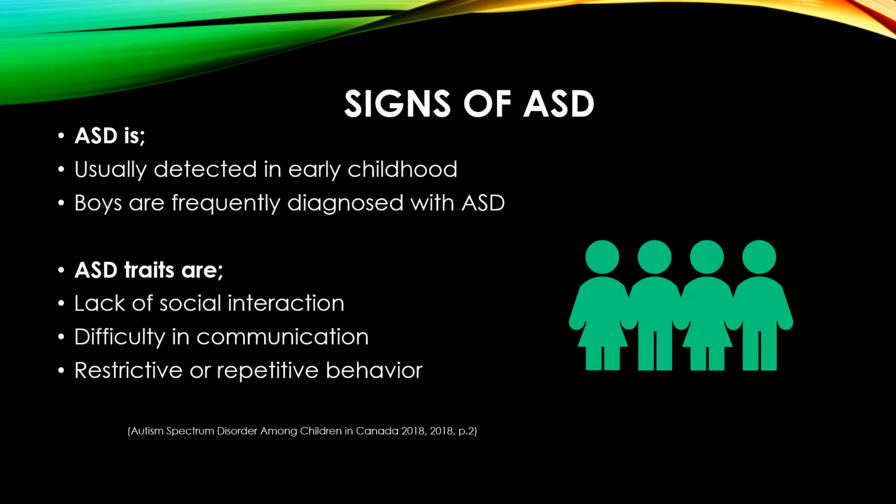Signs of ASD. ASD is usually detected in early childhood. Also, boys are more frequently diagnosed with ASD. A 2018 report on autism spectrum disorder among children in Canada mentioned that boys are 5 times more likely to be diagnosed with ASD than girls. This report also talks about the traits of a child with ASD. One who has ASD shows lack of social interaction. Also, the child will have difficulty in communication and will show repetitive or restrictive behavior.